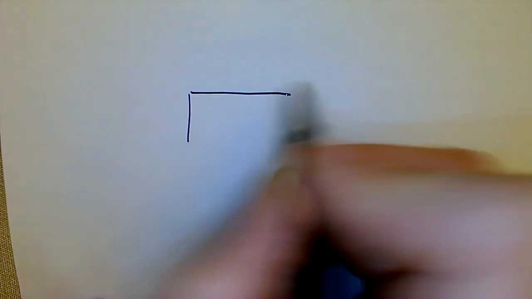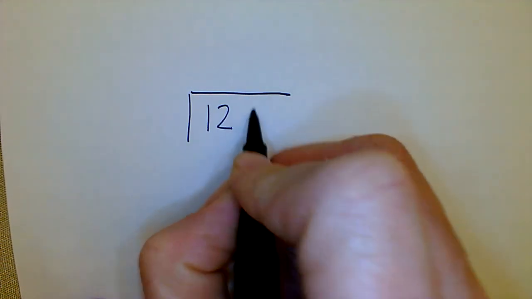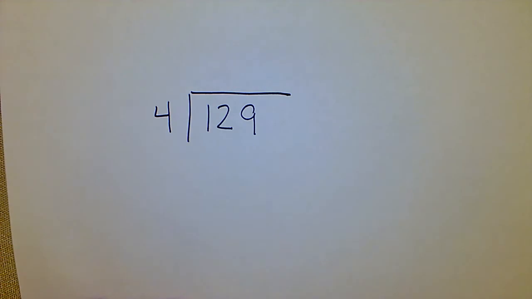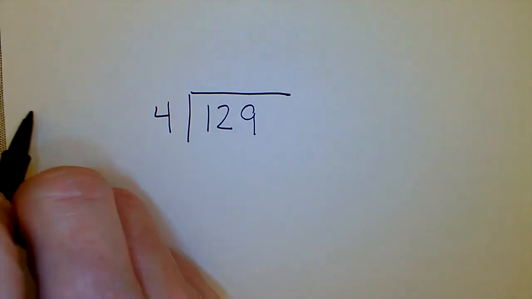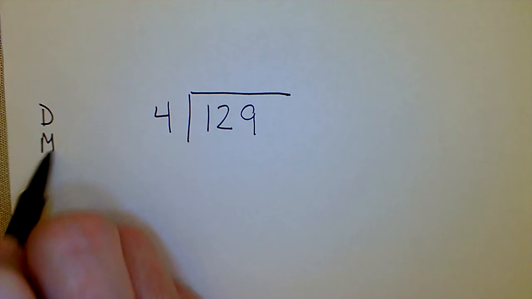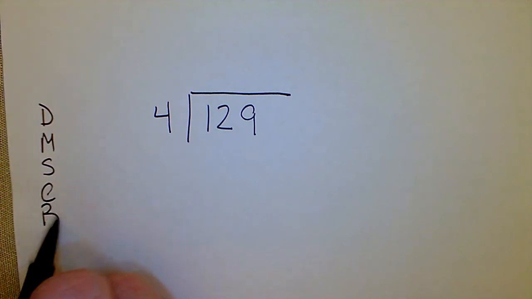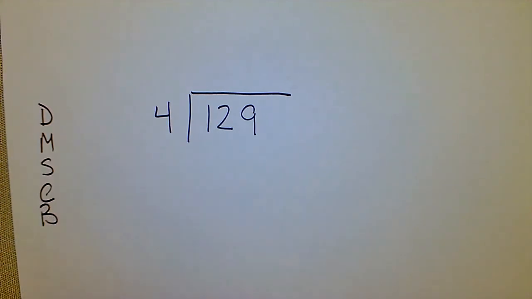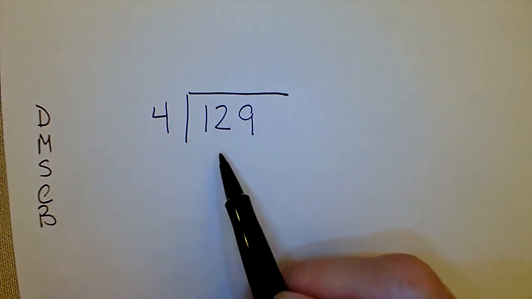And I know I need some room, so I'm going to start up here at the top. So I am taking 129, and I probably shouldn't be writing so big, and I'm dividing it by 4. For those of you, don't forget that you can use "Does McDonald's sell cheeseburgers?" Divide, multiply, subtract, check, bring down, don't forget your check. Okay, so let's go ahead and start.